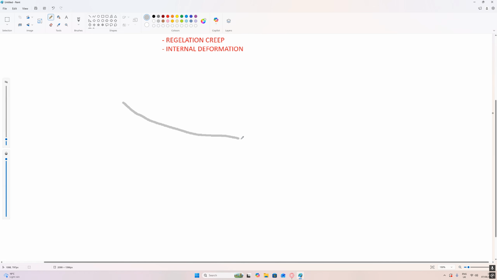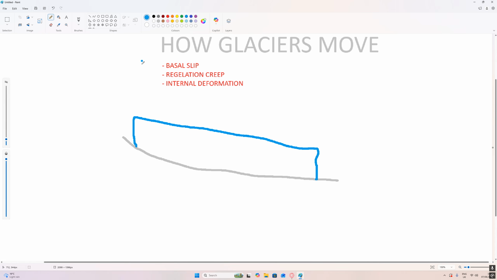Basal slip is where you have a glacier, like so. Let's say this is the glacier, and let's have it extend up there. Basically, in this glacier, there is some meltwater. And this meltwater is subglacial, which means it's beneath the glacier. If it's beneath the glacier, it will be in between the glacier and the bedrock. And because the meltwater is between the glacier and the bedrock, there's reduced friction because it acts as a lubricant.